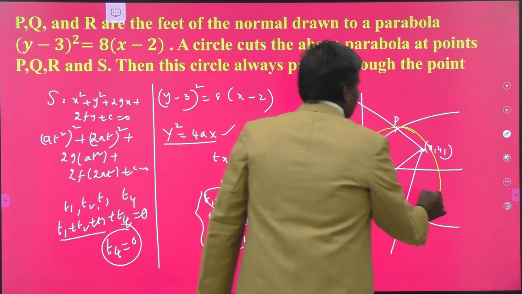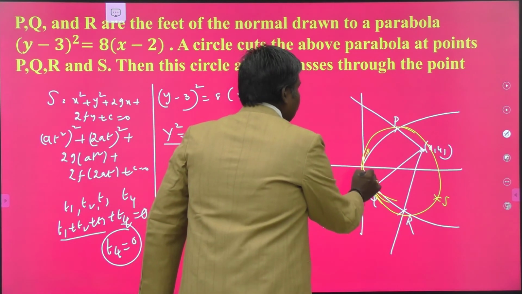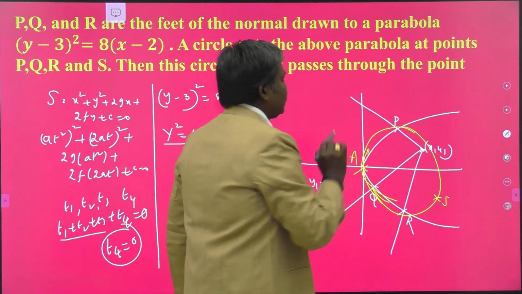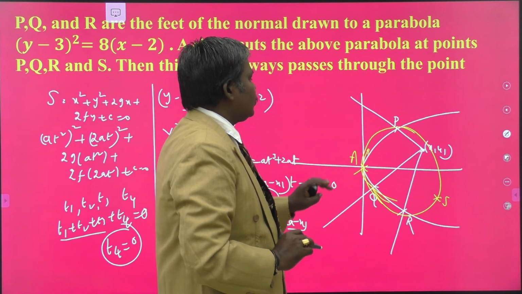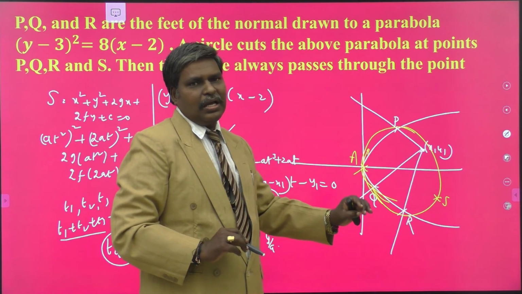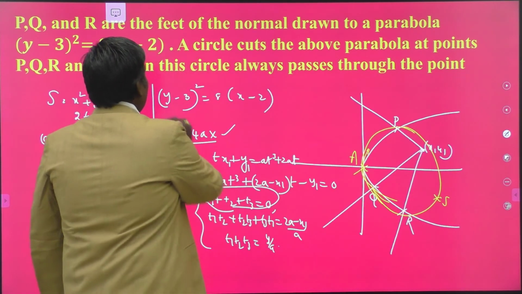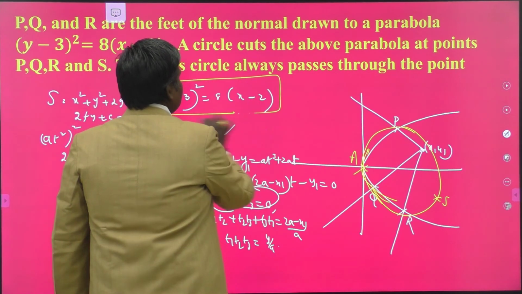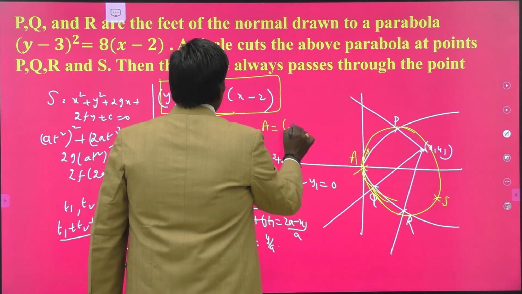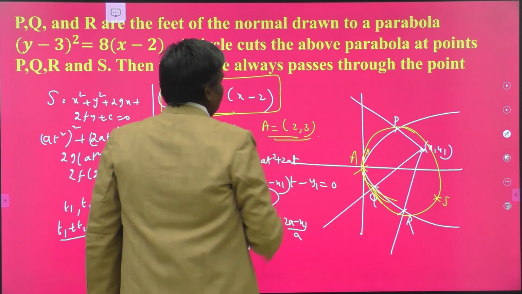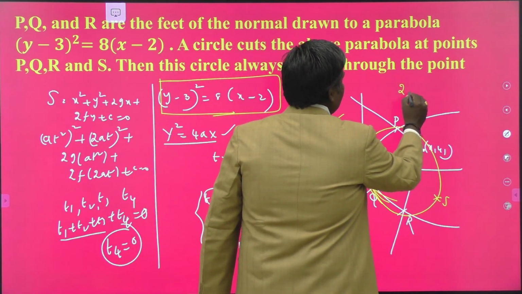Also, your circle passes through another point S, whatever it may be; your circle passes through your fixed point, that is the vertex of the parabola. So finally, what do you conclude? Any circle passing through 3 feet of the normals to the parabola compulsorily passes through the vertex of your parabola. So for this parabola, (y minus 3) whole square is equal to 8 into (x minus 2), what is your vertex? Vertex A is (2, 3). Your fixed point is (2, 3), the circle passes through the fixed point (2, 3).